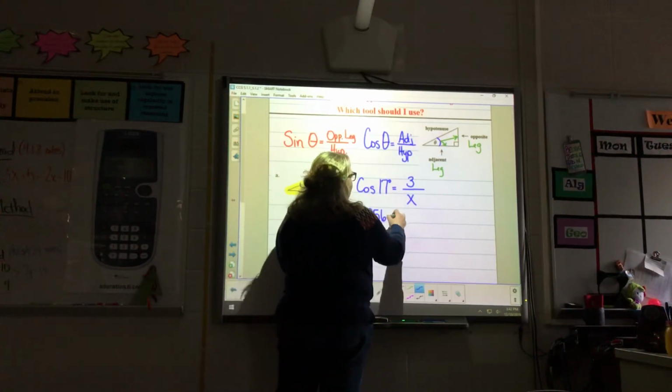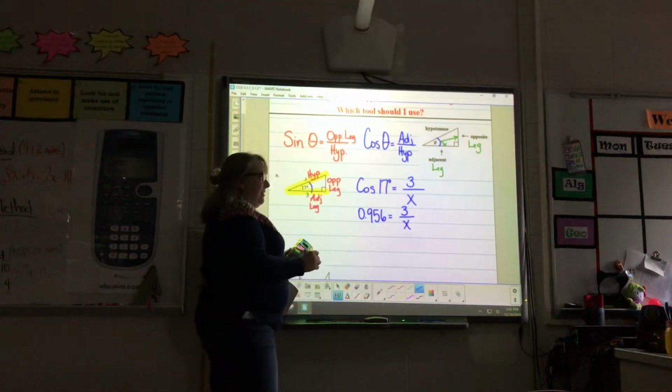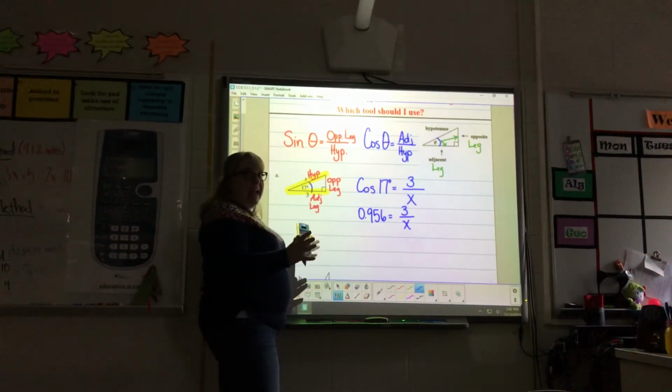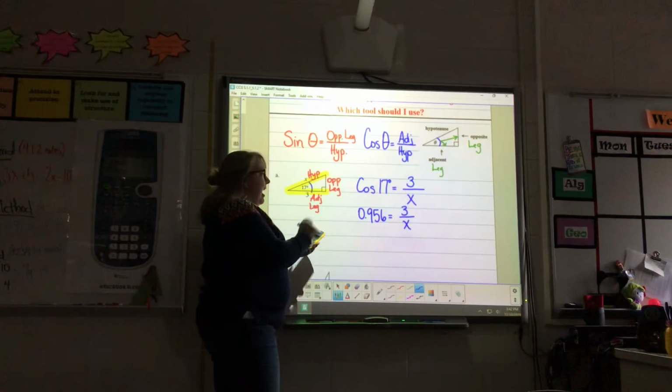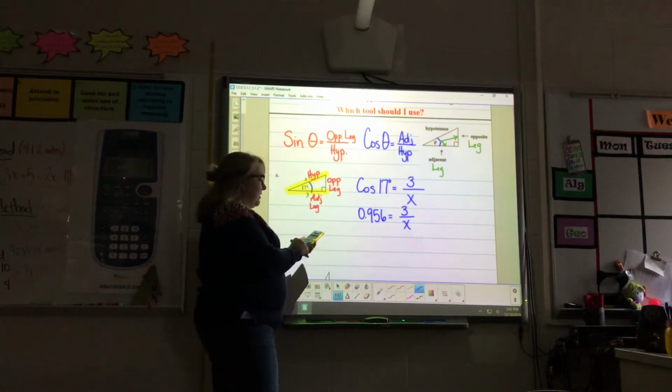0.956, and then it keeps going. Remember, I don't want you to round until you get to the very end. X is in my denominator, so that means I have to do a little bit of solving. I can multiply both sides by x to get it out of the denominator, and then divide both sides by whatever I had as the cosine of 17, which is 0.956. And when I do that, I'm really going to be doing 3 divided by the cosine of 17.